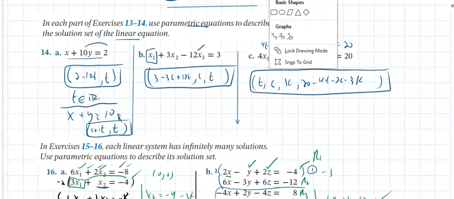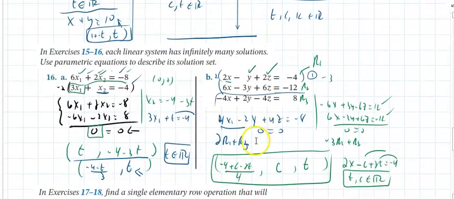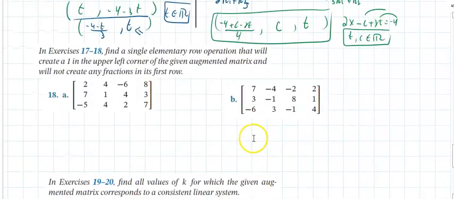And that's considered a parametric equation where t, c, and k could be any number. Here, c and t could be any number you want. And again, they don't have to be the same number. And if I look at this again, it says find a single elementary row operation that will create a 1 in the upper left corner. They want this to be a 1.